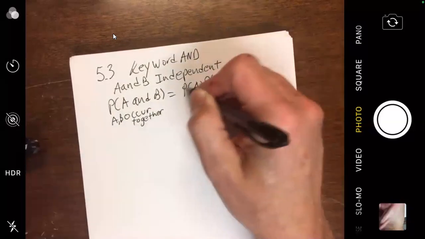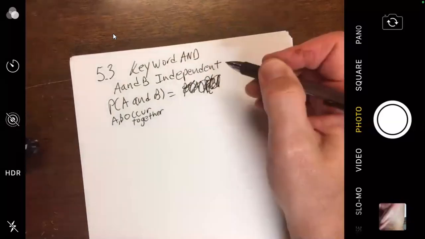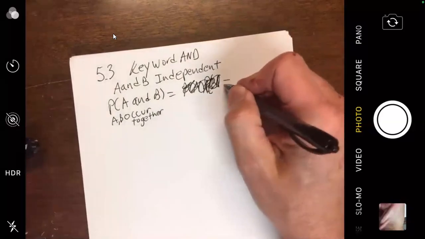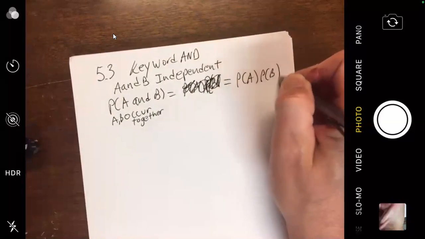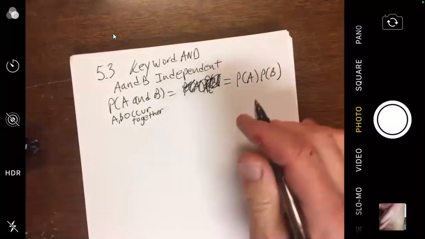Oh, I've been up since 6 this morning. My kid started school, yeah. Try to write it again. Probability of B. They simply multiply. It's really nice and simple.